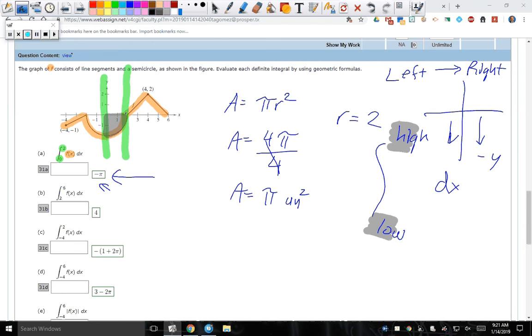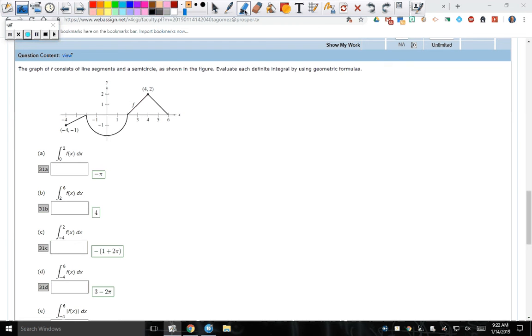Let's go ahead and do from 2 to 6. Alright, so the next question is B. I'll just start from scratch. And we're going to go from 2, so x is equal to 2, all the way to x is equal to 6. And we want to find the area underneath the curve.